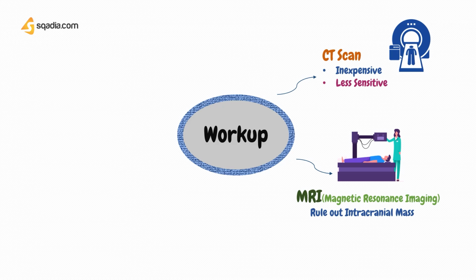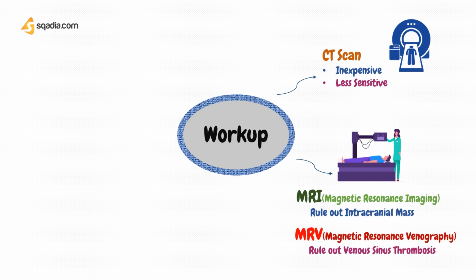We also perform MRV or magnetic resonance venography. As I told you earlier that venous sinus thrombosis is one of the causes of pseudotumor cerebri. So this can be useful in patients in whom some procoagulant state is suspected or who are at risk of dural venous sinus thrombosis. Next step is to perform lumbar puncture.